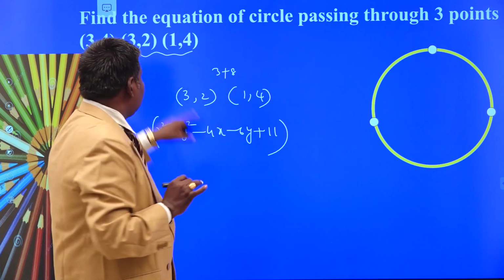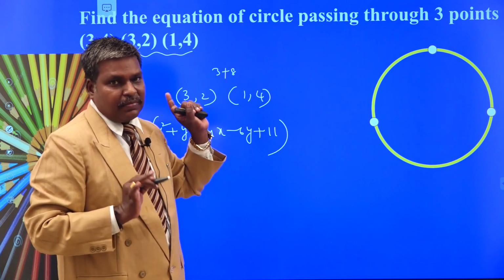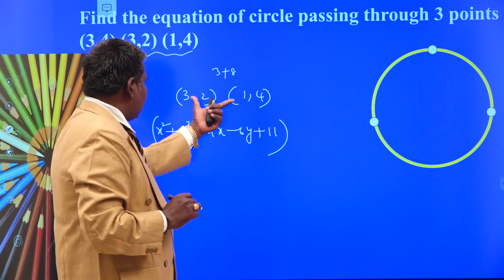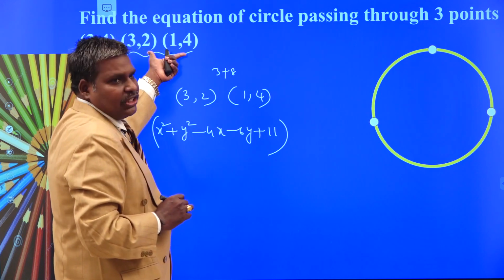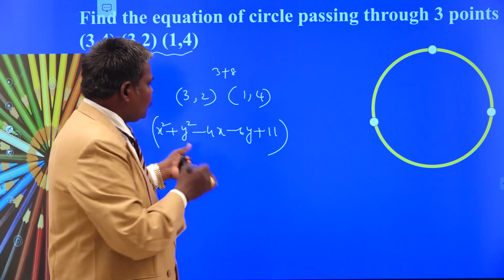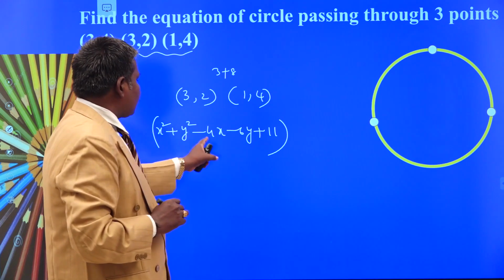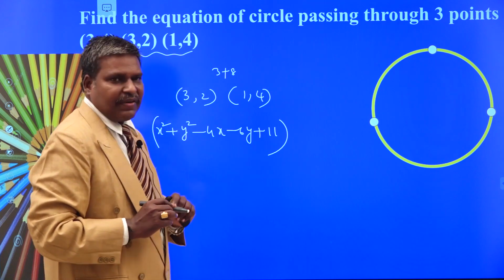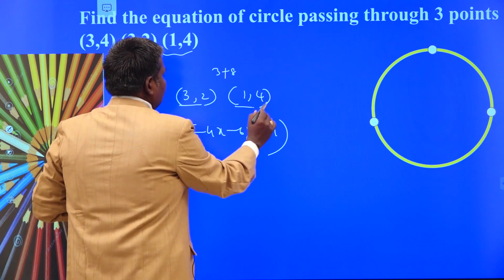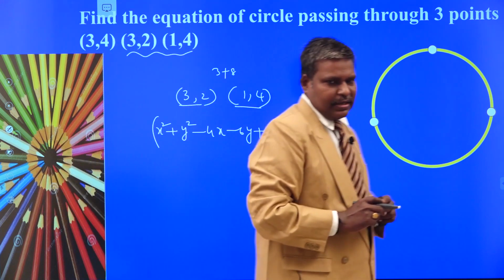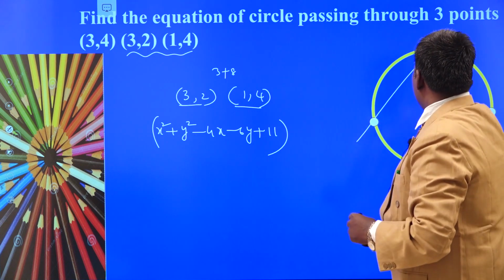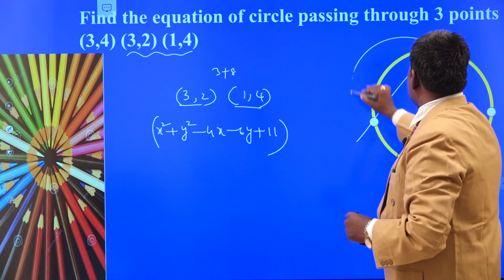But I don't know if this forms a right angle triangle. I am not observing that. Even though we get the correct answer in this method by taking any 2 points, I am taking these 2 points and the answer comes out for this problem. But for general problems, you have to change. That is why x square plus y square minus 4x minus 6y plus 11 is the circle formed by (3, 2) and (1, 4) as ends of the diameter. So in this problem, I have chosen these 2 points as ends of the diameter. This is the circle.